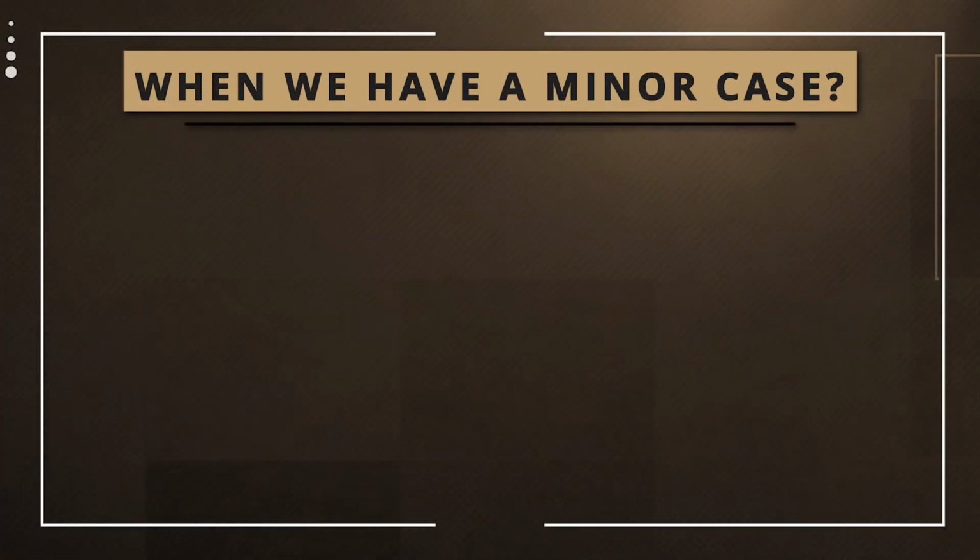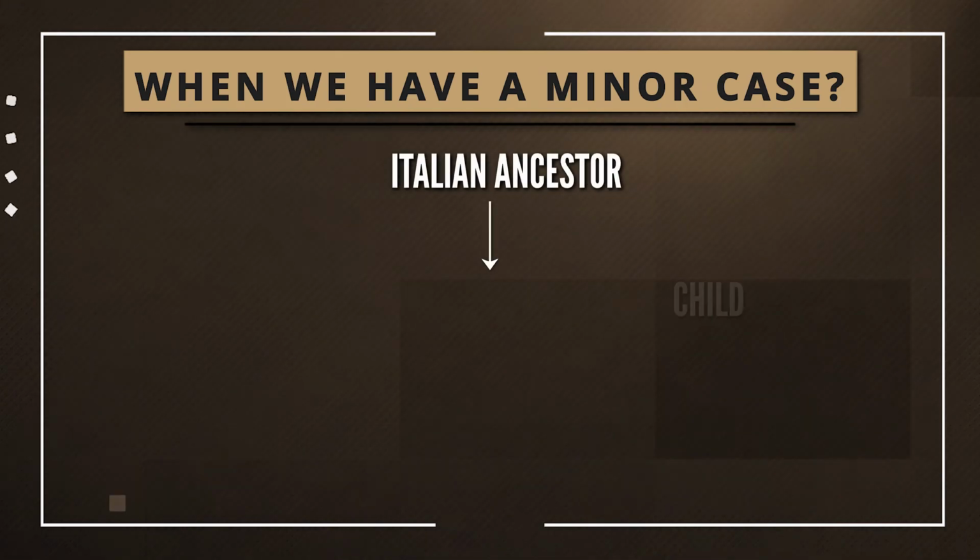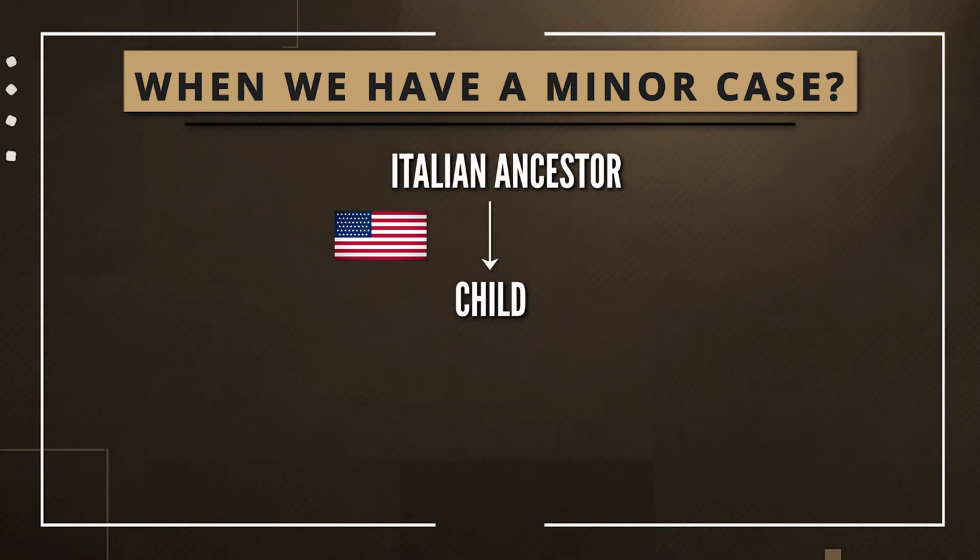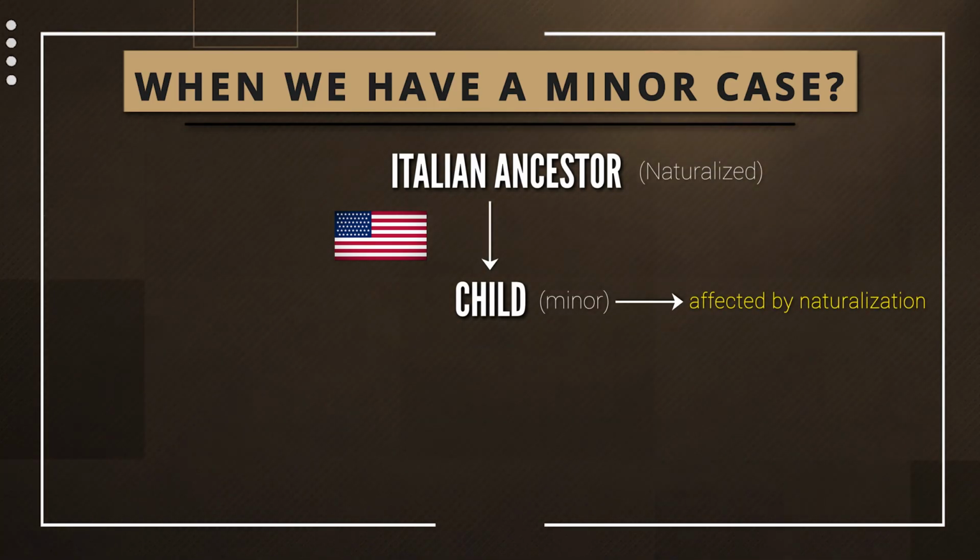This court says that when you have an Italian ancestor who had a child, for example in the US, and after that the Italian ancestor naturalized while the child was still a minor, then the minor was also affected by the naturalization of the parent.